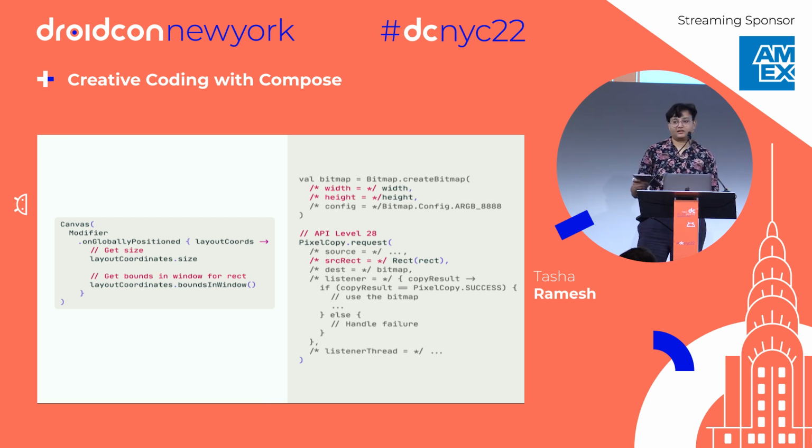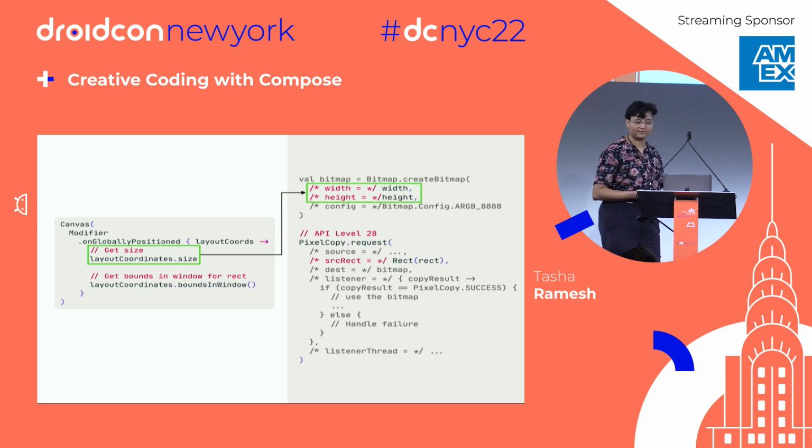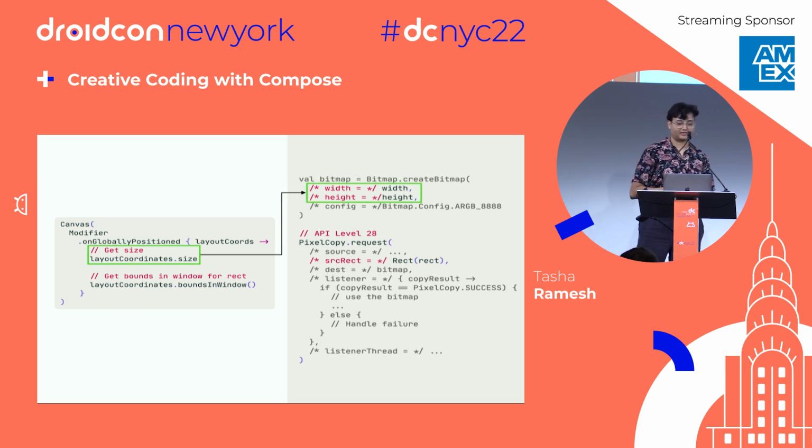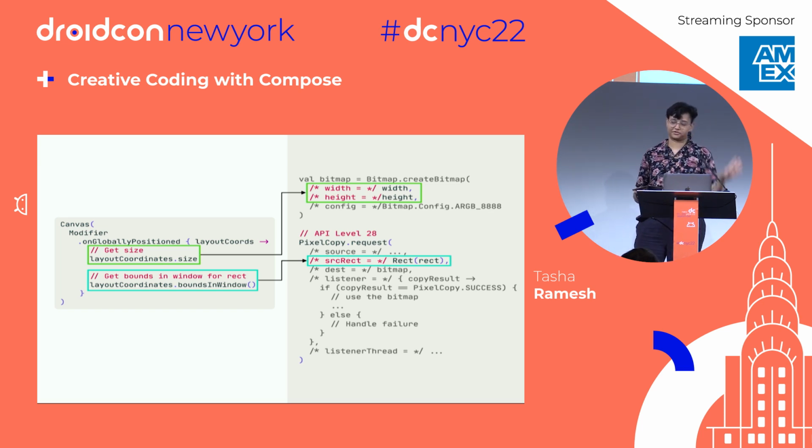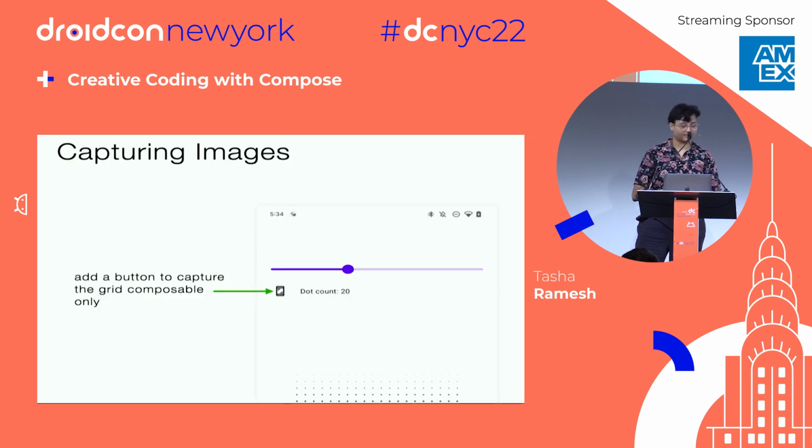So to get the data you need to construct this pixel copy request, one of the ways you can do this is to use the onGloballyPositioned modifier. And what this gives you is a layout coordinates object. And this way you'll be able to access the size of your composable, so you can use that to construct your bitmap. And then you also get, from the layout coordinates, the bounds of your composable in the window. So you'll know exactly where your composable sits in the window. A small caveat here is that if you have stuff drawn on top of the area that you're trying to capture, it's going to capture that too.